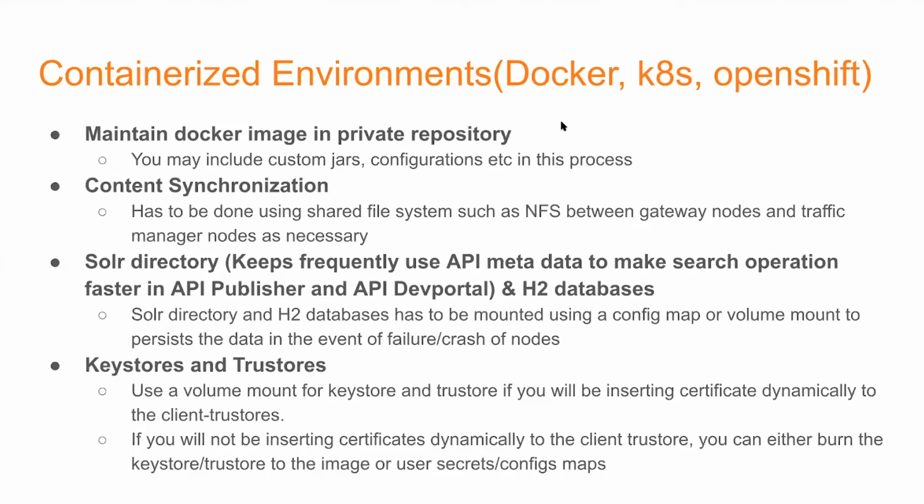The other important factor is key store and trust store. If you are using functionalities where you will be adding certificates to the client trust store dynamically, then you would need to use a volume mount. But if you do not want to add certificates dynamically to the client trust store, there are two methods you can follow. One is, in a Kubernetes-like environment, you can use Kubernetes secrets and config maps as key stores and trust stores, and you can mount them into the containers.